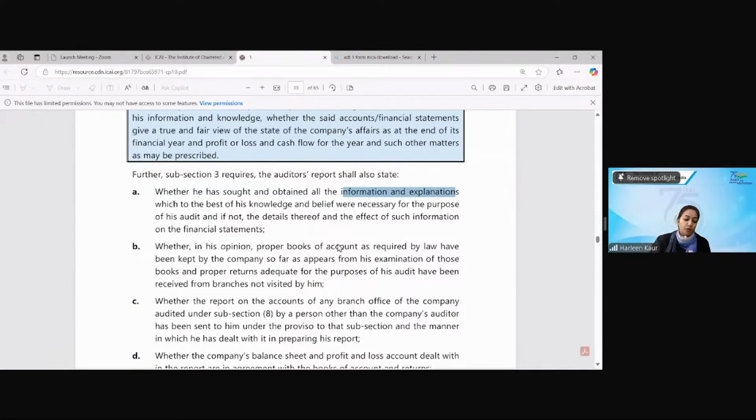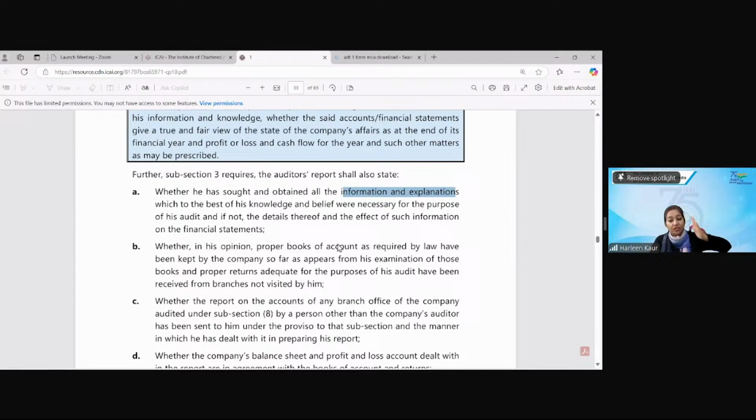The first point of the auditor's report will state that all the information and explanation required for the audit has been given to him. We understood in the powers of the auditor that he can ask for information and explanation. So the first point you have to tell is whether all the information and explanation was given to you or not. And if it was not given, then you have to give the details of how it has affected your financial statements. So there are 2 points in information and explanation. Number one, all the information which is necessary for audit was given to you. Number two, if it was not given, then mention how badly it has affected the financial statements.